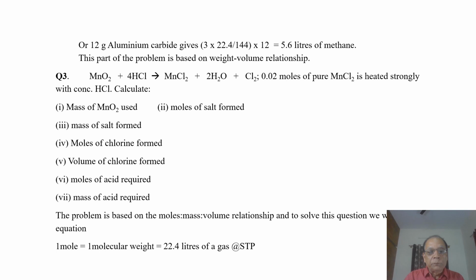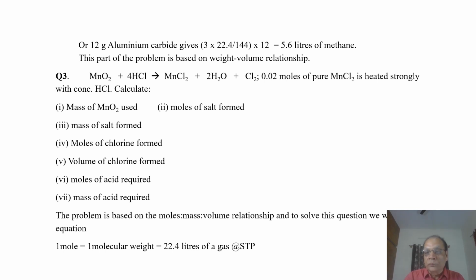the problem is based on the moles to mass to volume relationship, and to solve this question we will use the equation: 1 mole is equal to 1 molecular weight is equal to 22.4 liters of a gas at STP, if gases are there in the question. So we have a gas, chlorine, which is in question, and we have the volume of chlorine and moles of chlorine to be calculated.